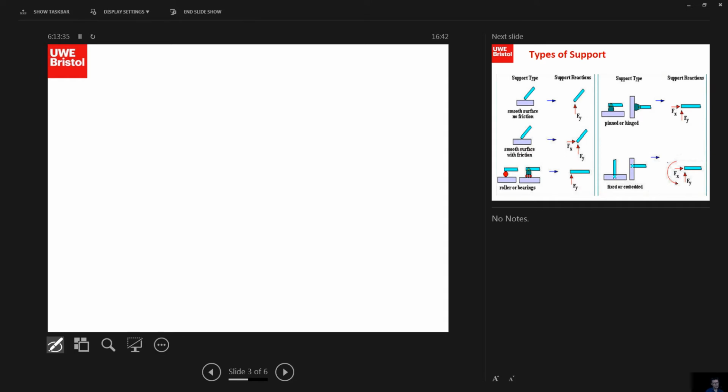So if we took a classic case, let's say we've got a beam, and we've got this beam on these two supports here. So that's my diagram. Then I need to interpret that as some sort of free body diagram. So what kind of free body diagram might I have?